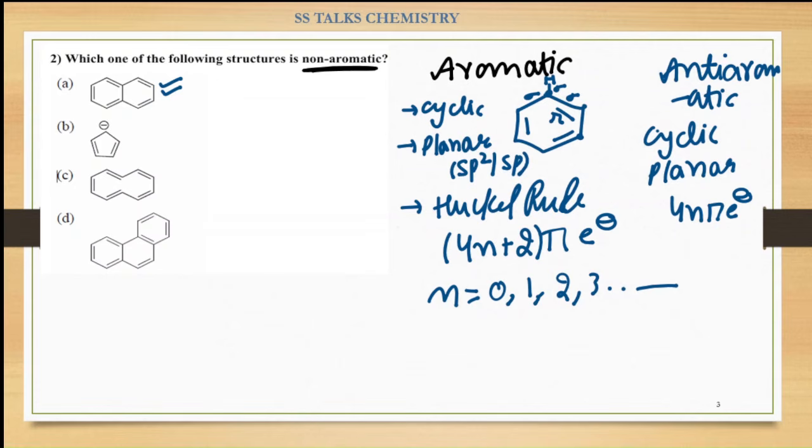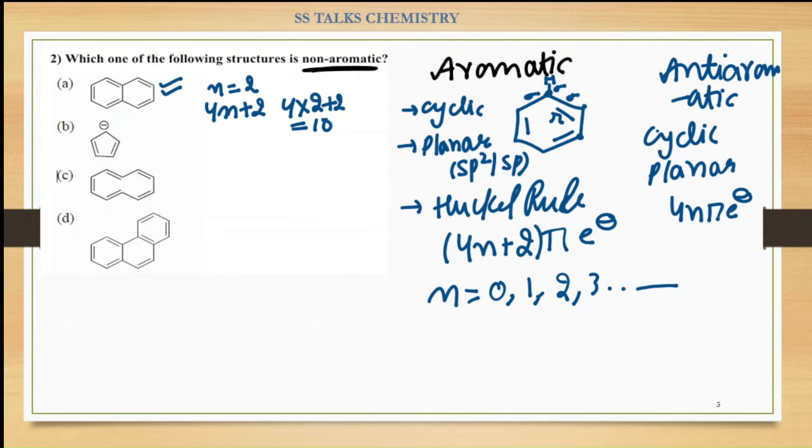So if I keep n equal to 2, the number of pi electrons by 4n plus 2 will be 4 into 2 plus 2, that becomes 10. So the 10 pi electron rule, the 4n plus 2 pi rule, is being obeyed. So this is an aromatic species, right? That means A is aromatic, so this is not going to be our answer.